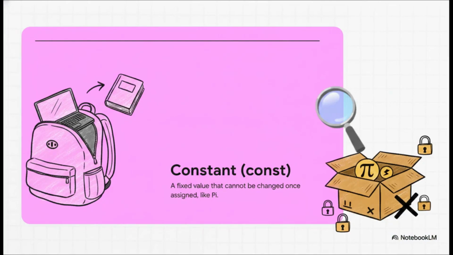So a standard variable is basically like an open backpack. You can put a laptop in, take it out later, swap it for a book, whatever. But a constant, which you define with the keyword const, is entirely different. Constants are like sealed boxes. Once you put a fixed value inside, say the mathematical value of pi or the speed of light, and initialize it immediately, that box is taped shut for good. You absolutely cannot swap it out later in the program.